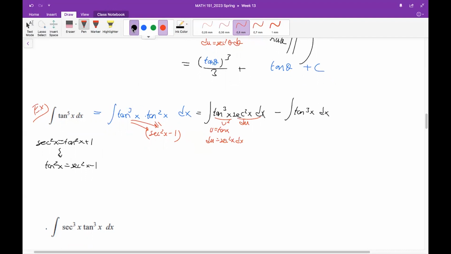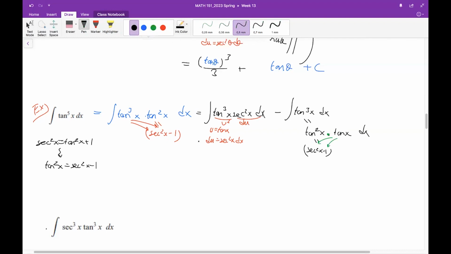So you will separate it; it is kind of the very same example with the power 3 instead of 5. So you will do the same strategy. You will write tangent cubed like that, okay? And then for tangent squared, you will write secant squared x minus 1, just like we did before, and then you will do this multiplication.